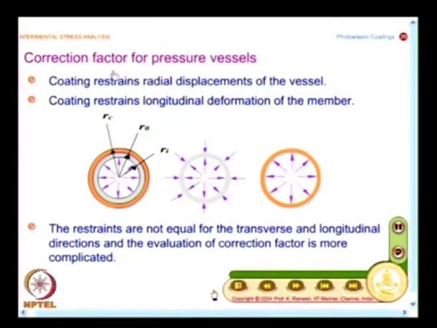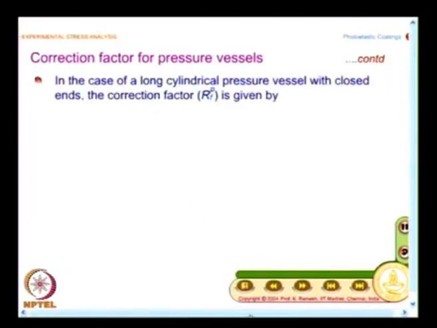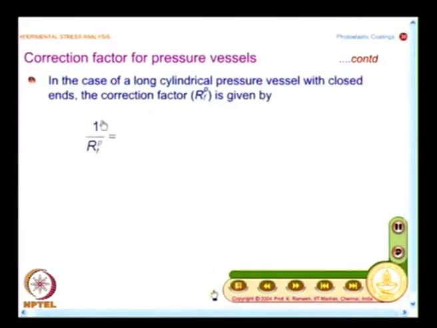So, what you find is coating restrains radial displacements of the vessel, that is why you have pressure acting on the specimen. Coating also restrains longitudinal deformation of the member, but you always have a saving escape route, that the coating is made of a low Young's modulus. So, some of these effects are small, they are not very significant, and this is slightly written down in a different fashion for convenience.